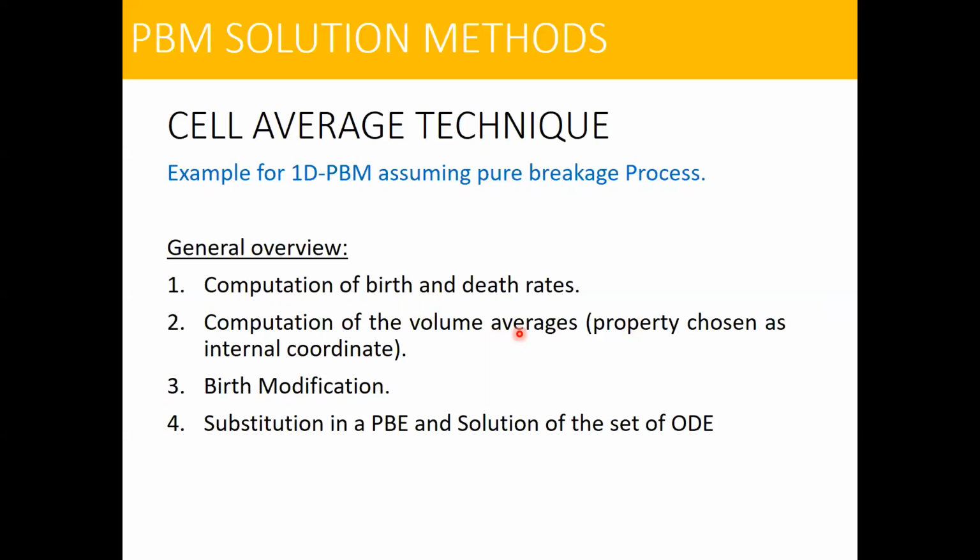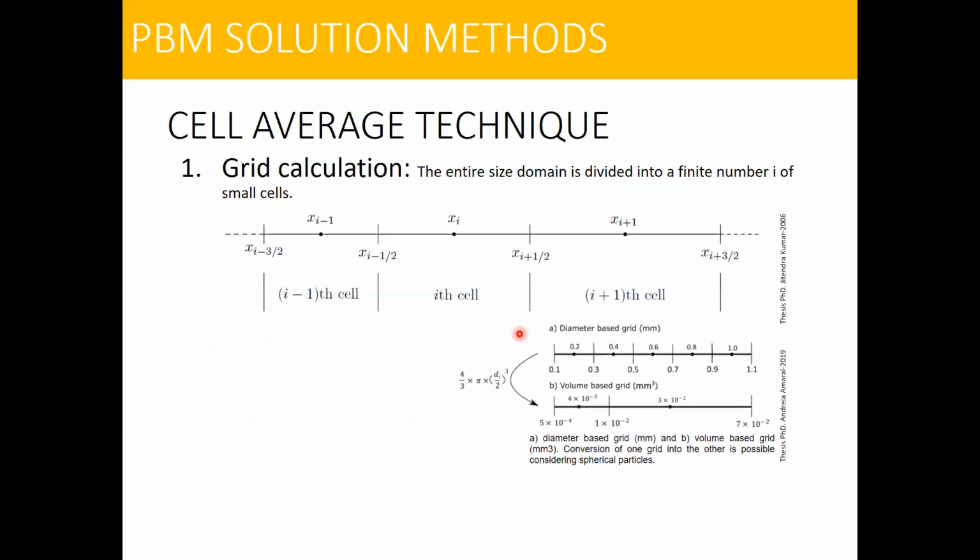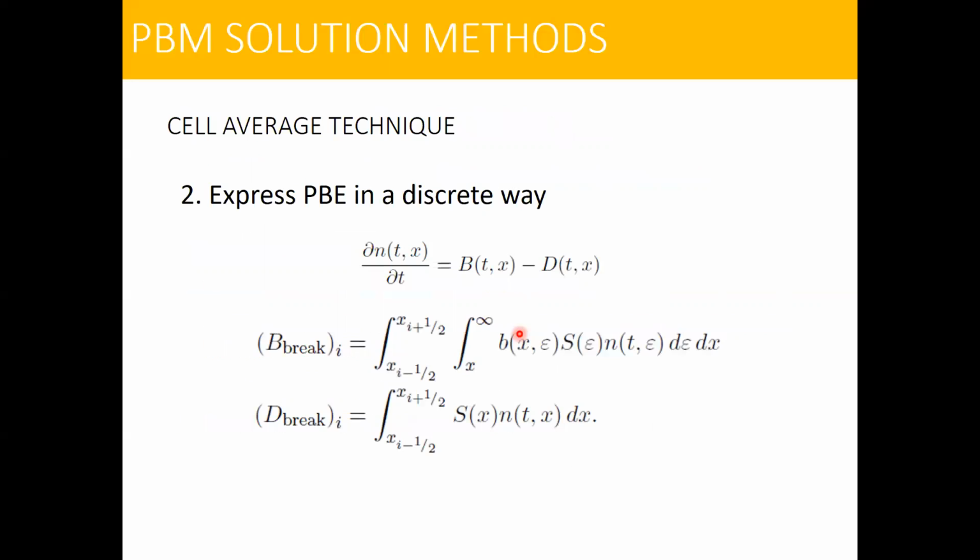To get to the end of these steps, we have intermediate stages. First, we have to define the grid. It means the number of beams, or in this jargon, cells, and their range. Keep in mind, it could be not only diameter, but also expressed as volume. We have to express our population balance equation in a discrete way, from a continuous description to a discrete one that can be computed as a set of ordinary differential equations.